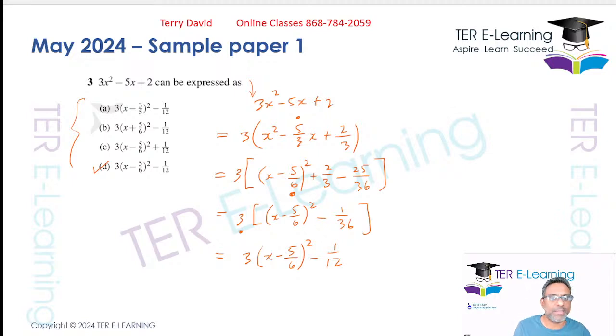Say somebody asking about calculators for chemistry and physics. Yes, you can use a calculator for chemistry and physics, right? The multiple choice. Only the maths paper one, you can't use a calculator, right?